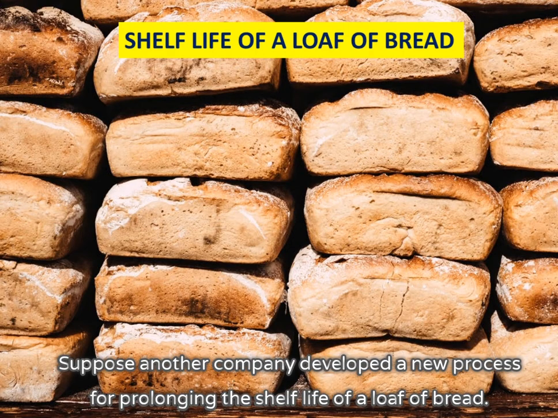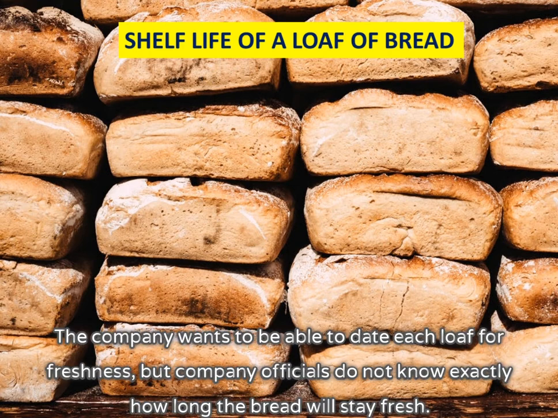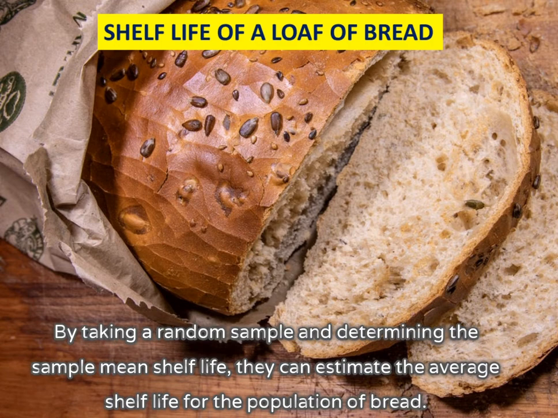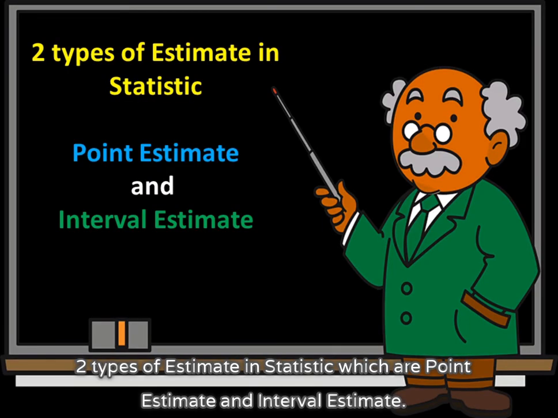Suppose another company developed a new process for prolonging the shelf life of a loaf of bread. The company wants to be able to date each loaf for freshness, but company officials do not know exactly how long the bread will stay fresh. By taking a random sample and determining the sample mean shelf life, they can estimate the average shelf life for the population of bread. Two types of estimate in statistics, which are point estimate and interval estimate.